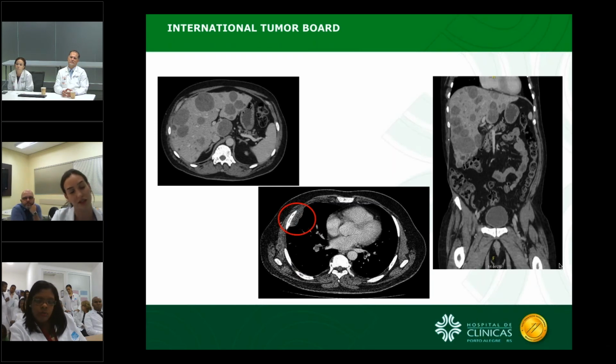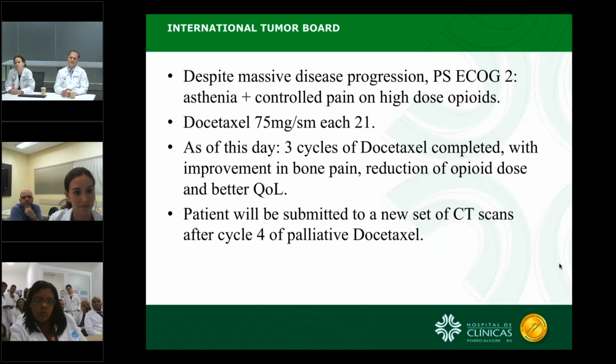Here you can see the massive systemic progression of the disease. At this point, we discussed the case again with the patient, and despite this systemic progression with high burden of disease, he was still in a good performance status, and we started third-line treatment with docetaxel, and that resulted in a clinical response.